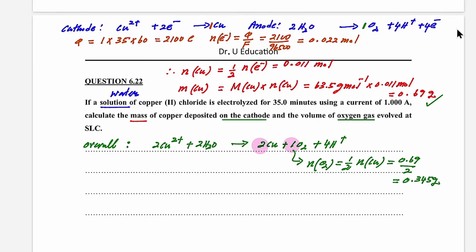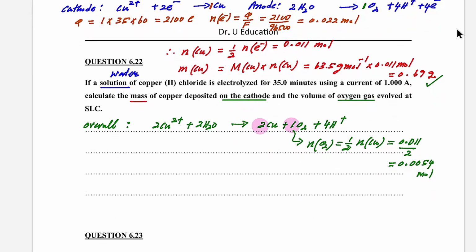Oh, sorry. That's a mass. That's a mass. It's 0.011 divided by 2. How much is that? Like that? Yeah. That is the number of moles. So now this much oxygen moles we produce, right?